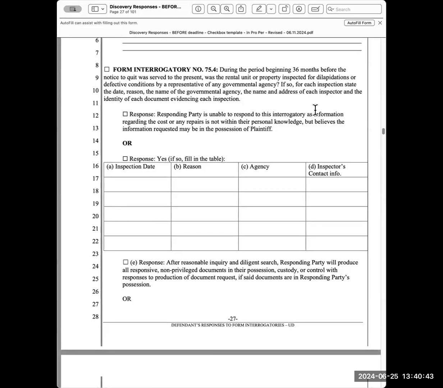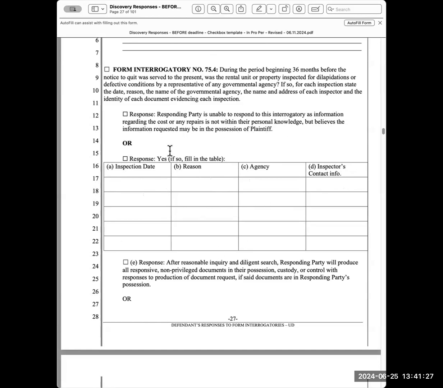Now, sometimes we might be aware that an inspection is happening, but we don't know a lot of information about why or the details of it. If that is true, you can check here that responding party is unable to respond, but believes that the information may be in the possession of the plaintiff. If, however, you do know of specific instances of a governmental agency like LAHD coming out to inspect the property or your unit, you check here, you put in the inspection date, the reason for the inspection, the agency, and if you have it, the inspector's contact information.